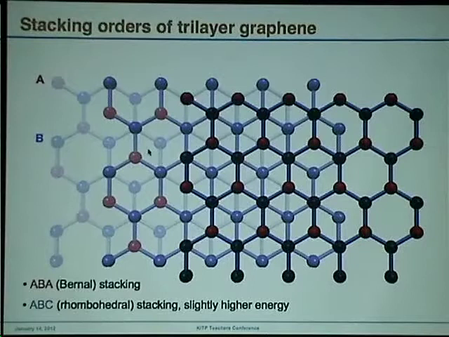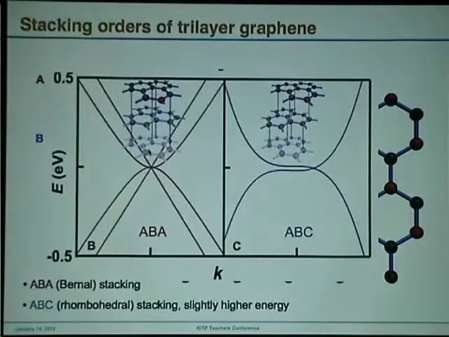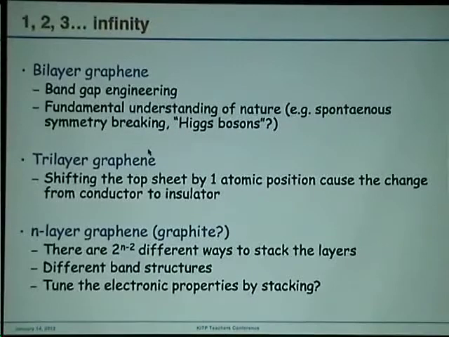So this red ball on the top layer is now on top of the blue ball of the bottom layer. So this is called ABA and ABC stacking. It's a little bit dragonish, but actually they have very different electronic properties. They just look different. I can tell you in detail if you're interested. So basically what we do is shift the top sheet by one atomic position, and that will cause a change from an insulator to a conductor. So that's actually amazing if you just think about it.